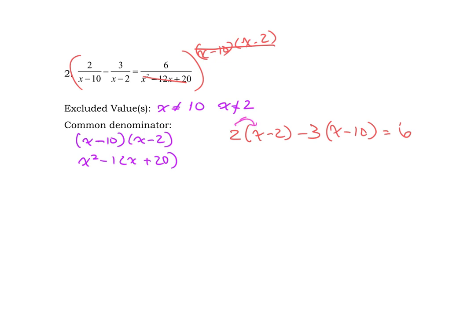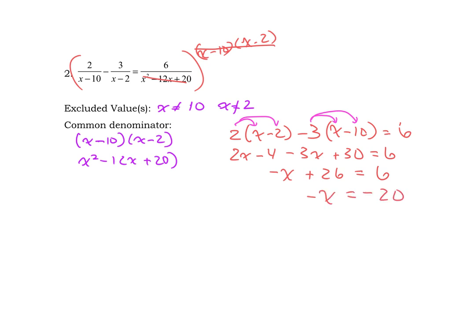So now remember we have to distribute. So now I get 2x minus 4 minus 3x plus 30 equals 6. It's a linear equation, so I'm going to combine like terms. 2x and negative 3x is negative 1x. Negative 4 and 30 is positive 26. That equals 6. I'm going to subtract that 26 and get negative 20. Divide by negative 1 and get positive 20. That is not either one of my excluded values, so that's a good solution.